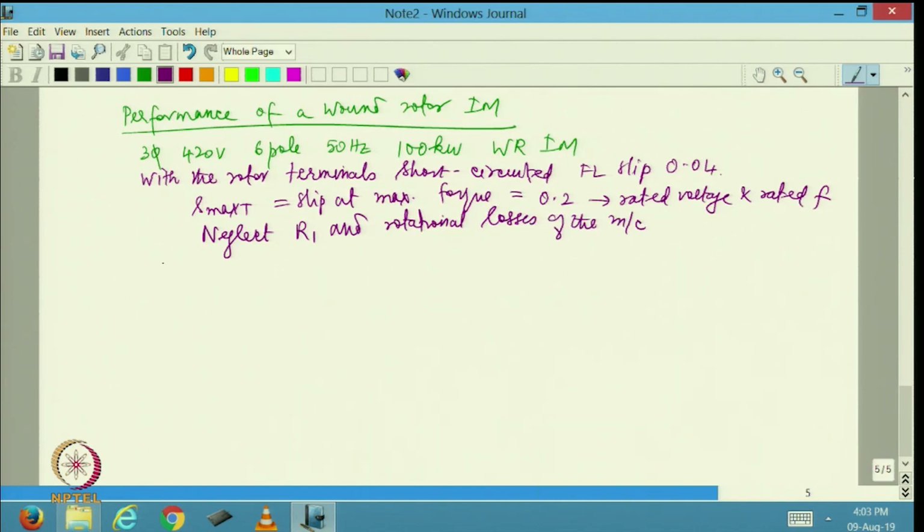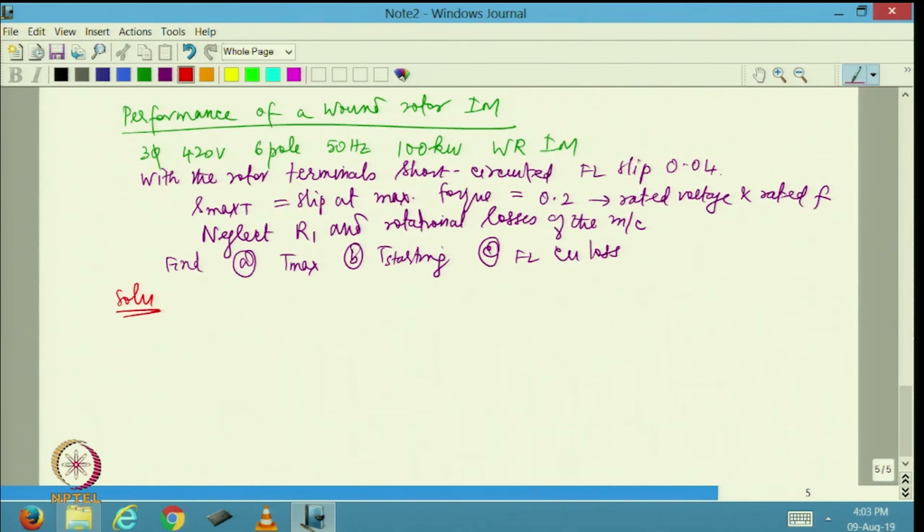Now, you are being asked to calculate what is T max, what is T starting, and what is the value of full load copper loss. This is what is being asked. Okay? Now, let us try to do the solution.